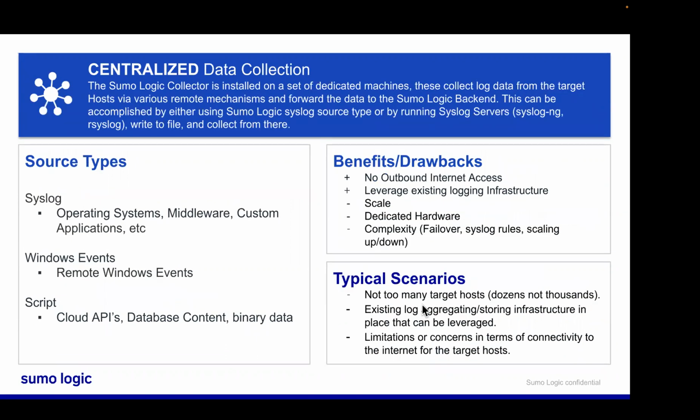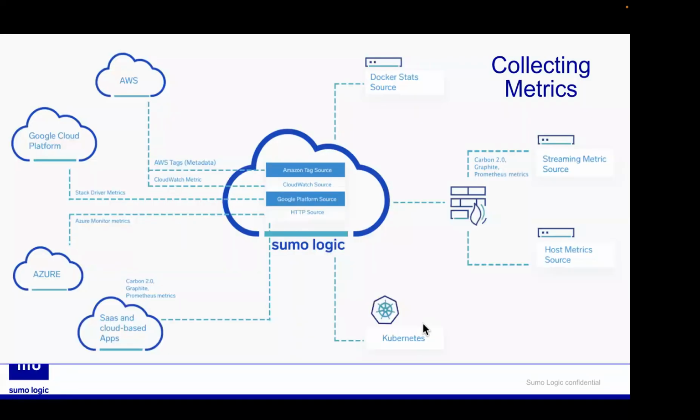And then lastly, that centralized approach, maybe I'm just collecting my cloud API logs or my binary data or some middleware. Again, there's no outbound internet needed on the sources because it's centralized. It leverages existing infrastructure. Scaling might be an issue, and dedicated hardware might be a problem because you're dedicating a source there. Some scenarios: if you have too many target hosts. So if you have dozens, not thousands, or if you have any existing logs, issues, or limitations. So again, those are just further explaining those two approaches, hosted and installed. And again, within installed, you have two approaches as well.